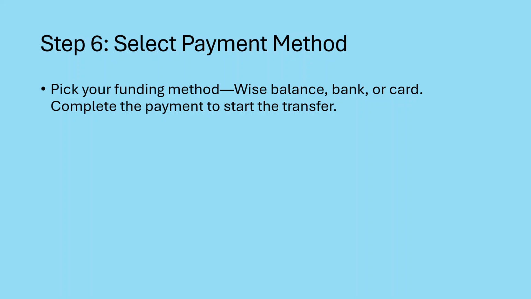Step 6. Select payment method. Pick your funding method. This can be Wise Balance, bank or card. Complete the payment to start the transfer.